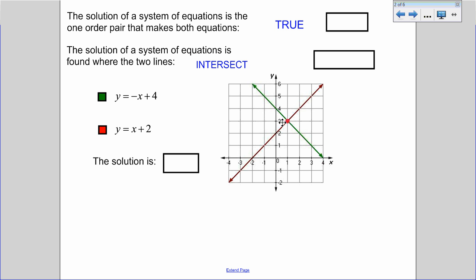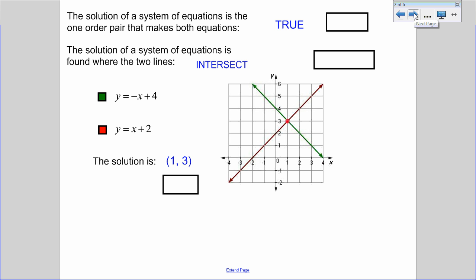So if we look at the equations we have here, we have y equals negative x plus 4. So we start at 4 and we go down 1 over 1. We have y equals x plus 2. So we start at 2 and go up 1 over 1. So the solution is this point where they intersect, and that point is (1, 3).